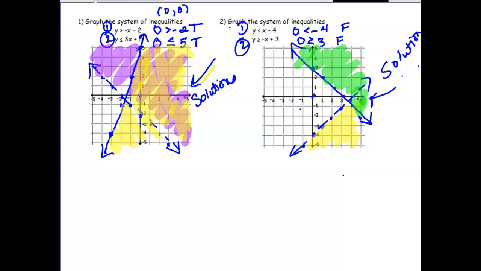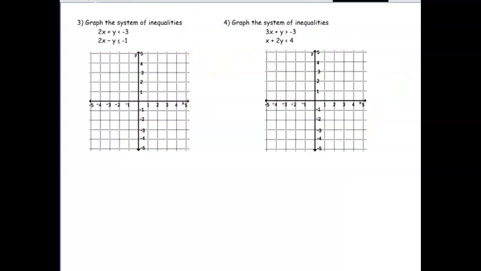Our inequalities are not always going to be in slope-intercept form, so that's going to be your first step. I'll do the first and the second. We get y is less than negative 2x minus 3. That's our first one. When we graph that, we've got a y-intercept of negative 3, and the slope is negative 2. So it's going to go down 2 over 1, and it is less than, so it's a dashed line.